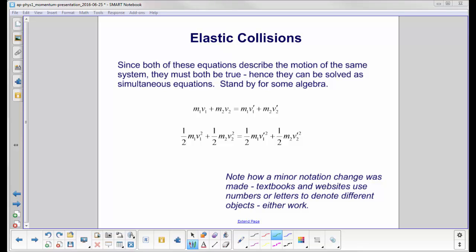Since both of these equations, the conservation of momentum and the conservation of kinetic energy, describe the motion of the same system, they both must be true. Hence, they can be solved as simultaneous equations, or you may have heard it as systems of equations. Also, notice a little notation change. We've been using A and B for the two particles. Now we're switching it to 1 and 2. This just helps you get familiar with various textbooks and websites that will use either one. Either one works.